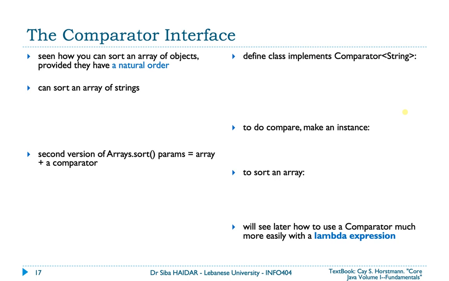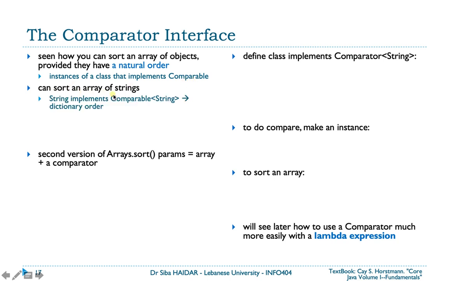So let us end this subsection by mentioning the comparator interface, which is as important as the comparable. You have seen until now how you can sort an array of objects provided that they have a natural order, and by natural order we mean that they are instances of a certain class that implements comparable. We all agree. You can, for example, sort an array of strings, not only an array of employees, because the class String implements comparable String and it provides them with a natural order according to the dictionary order.